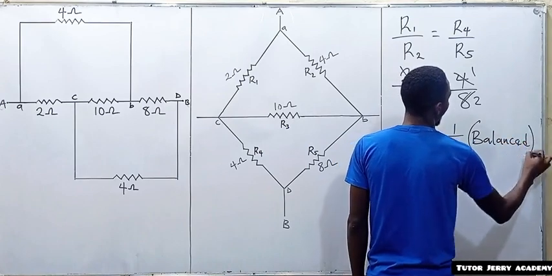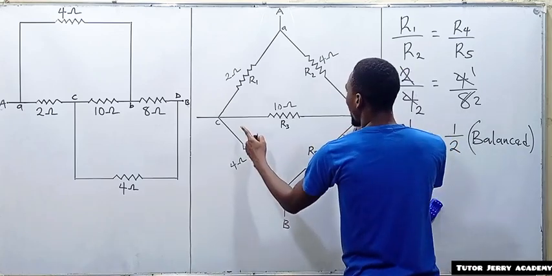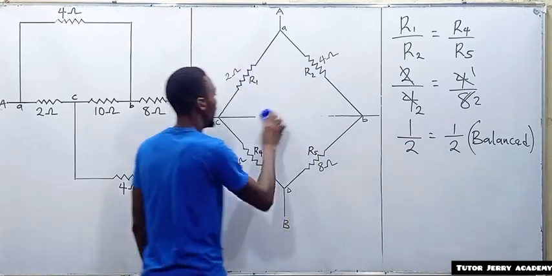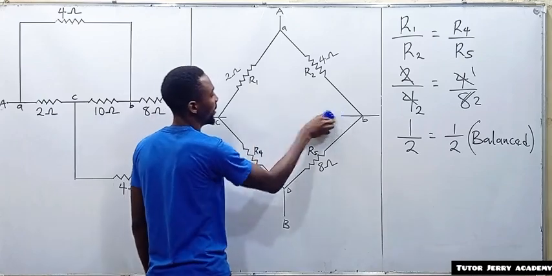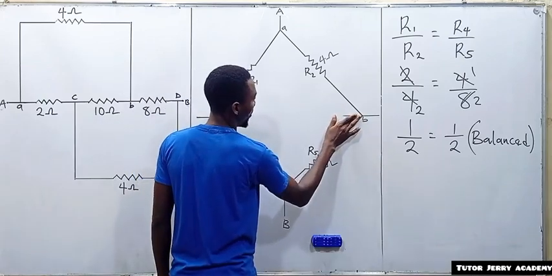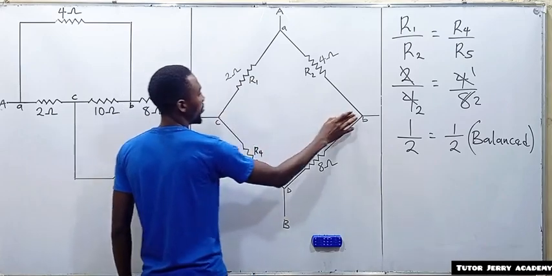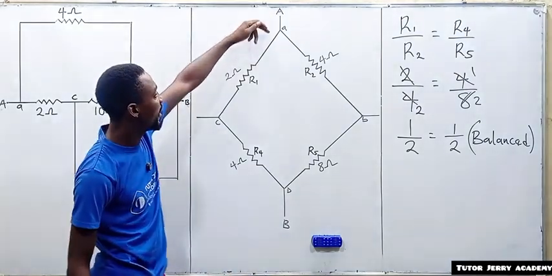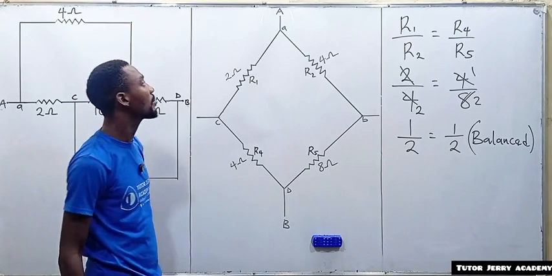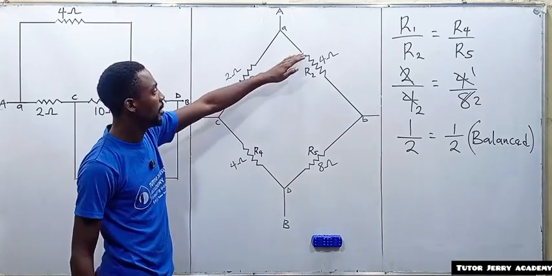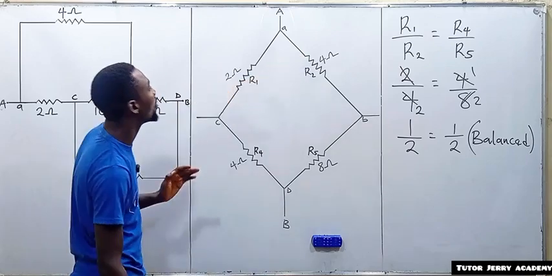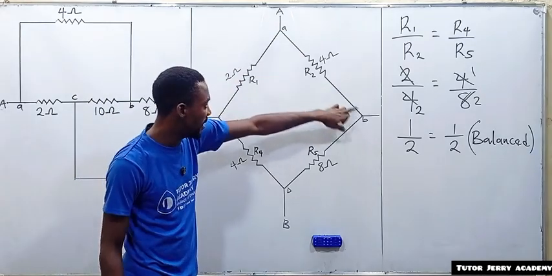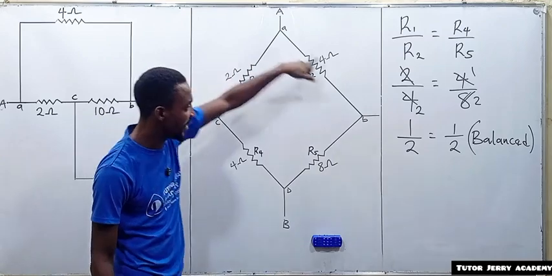It is balanced. All right, so it therefore means that we are going to disconnect this 10 ohms resistor here. So our diagram will now look like this. So don't forget, this is terminal A, this is terminal B. If current enters into this circuit, you are going to observe that these 2 ohms and these 4 ohms here, they are going to be in series.